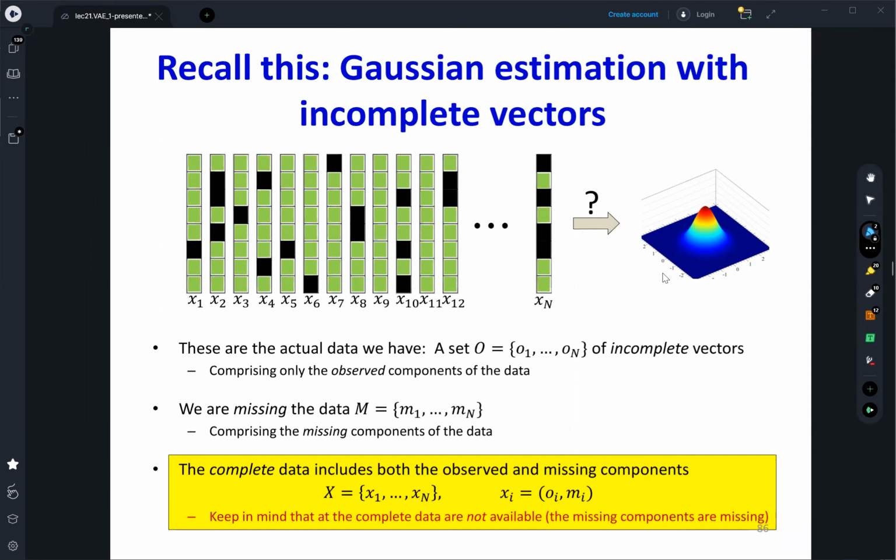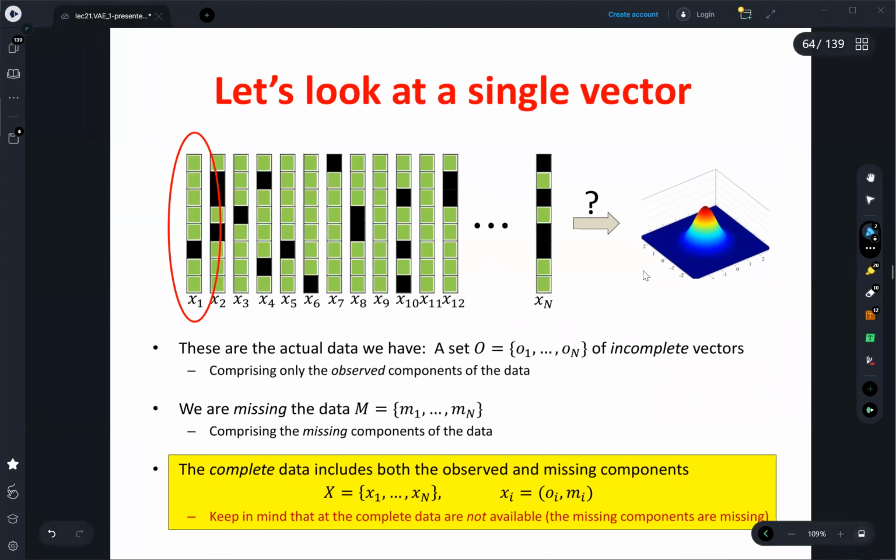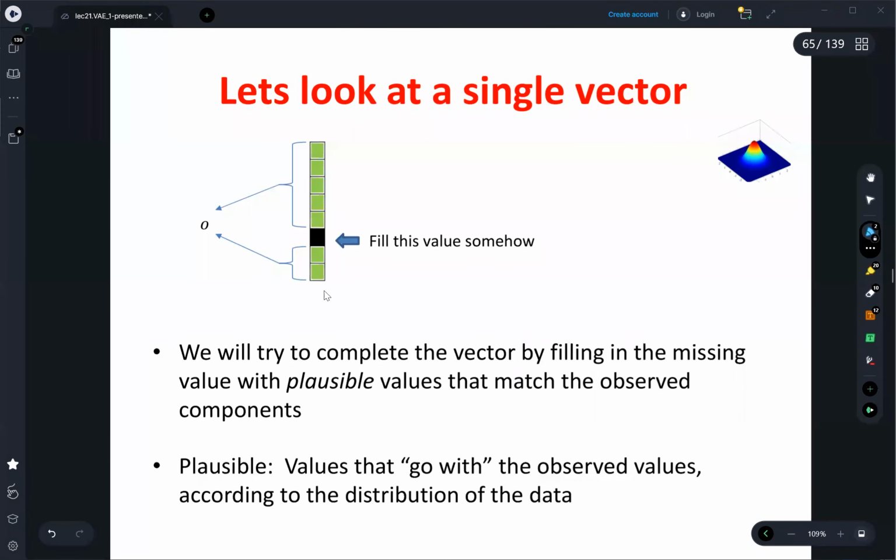What would you do? Fill in the missing values, right? Consider any single vector. What you would do is to try to fill in this guy. But how would you fill this in? Fill it in with appropriate values. And what would the appropriate values be?